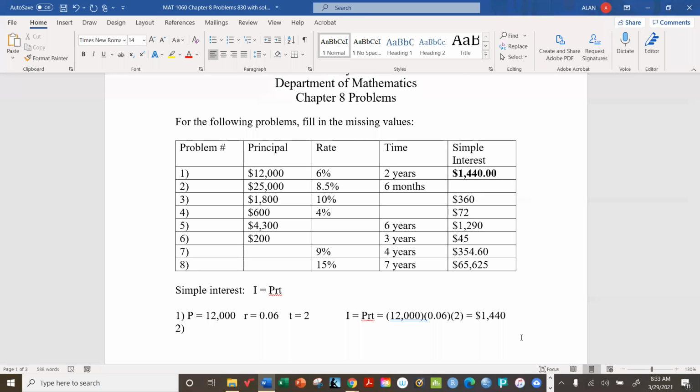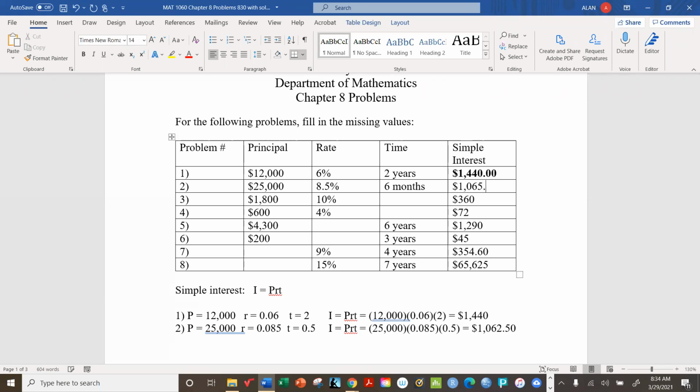Number 2, same thing. We're being asked to calculate the simple interest. This one has a bit of a wrinkle, though, because the time is 6 months. Remember, that means half a year. Okay, so that's the only real trick to that one. Just replace the T, not with a 6, but with a half for half a year. All right, so we just multiply straight across, and that one works out to be $1,062.50. Okay, so I'll put that right here, $1,062.50.